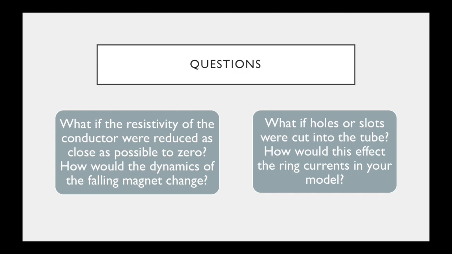The second question was, what if holes or slots were cut into the tube? How would this affect the ring currents in the model? If holes were cut, there would be different cross sections in each of the rings, which would result in the total current being much less.